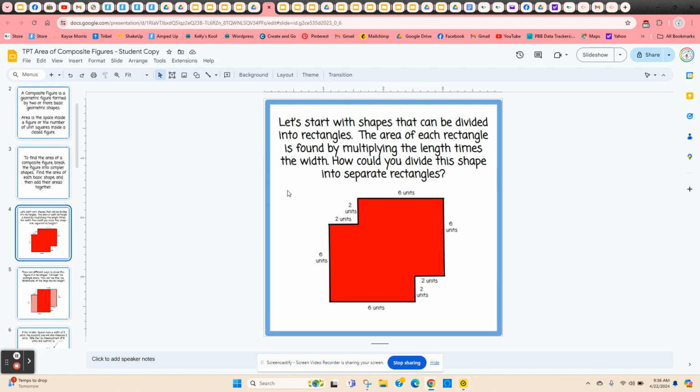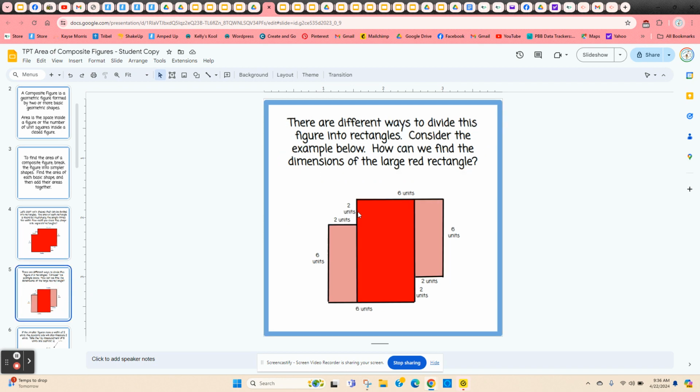So here is a composite figure and it's asking the students how they would break this into different pieces. Now there's some different ways you could do that, but here's an example. On the next slide, it shows them if they just draw lines separating this into 3 different rectangles, then they just find the area of each of the rectangles. Now, to find the dimensions, they've got some of the dimensions, you have to figure out the others. So how would we find the dimensions of the large rectangle?